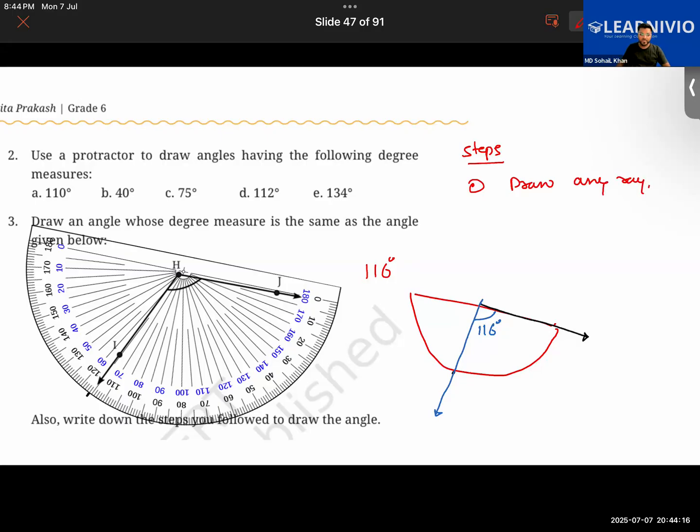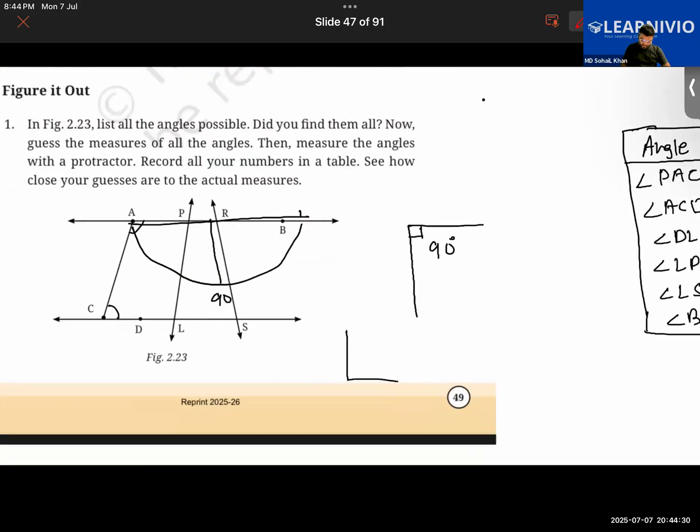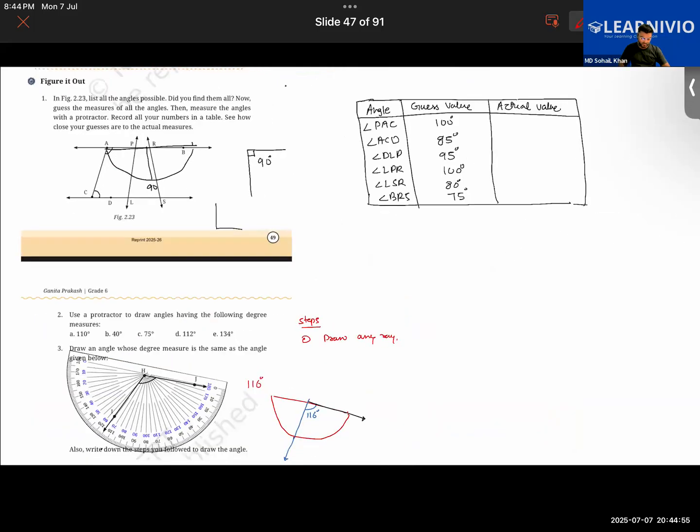Yeah, Habib, I have a doubt. Tell me. Question number 1 in figure 2.23: list all the angles possible. Do you find them all? Now guess the angles, then measure the angles with a protractor. Record all your numbers in a table. See how close your guesses are to the actual measures. Yeah, in this one you had a doubt. Okay. What exactly is the doubt? Can you be a bit specific? The entire question? I don't understand the question. Okay, hold on.